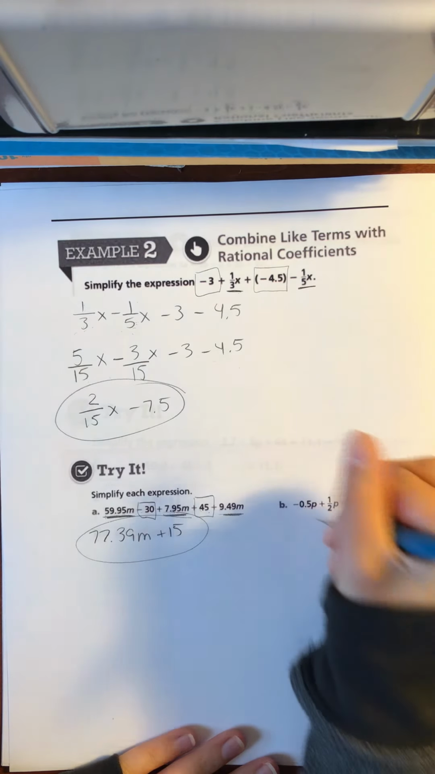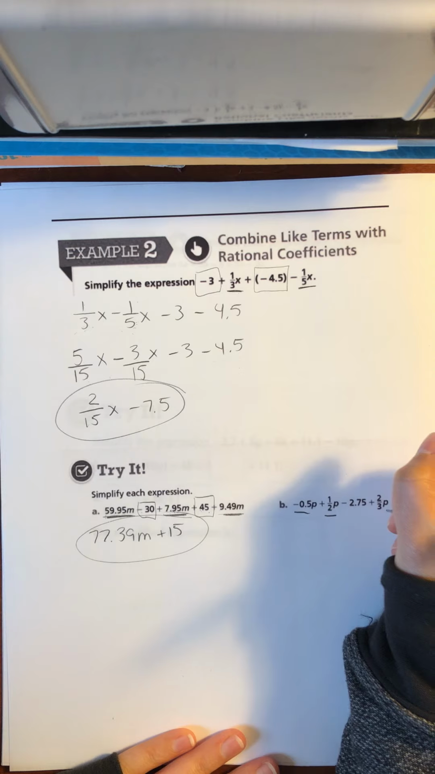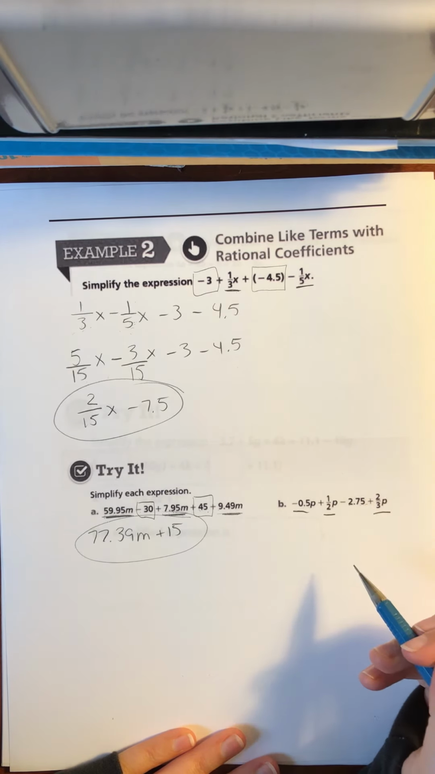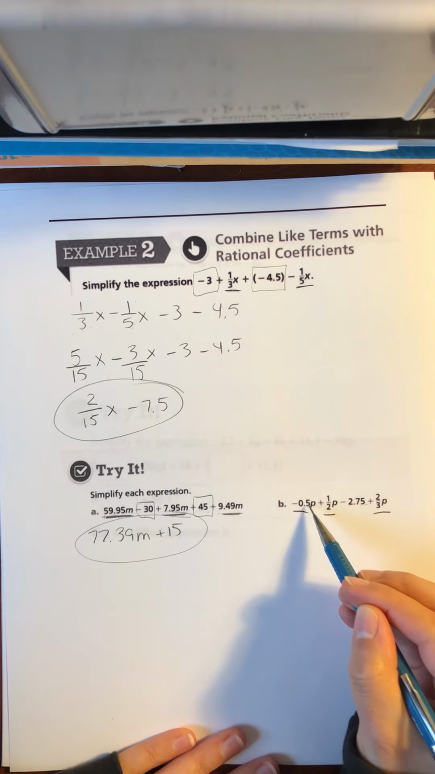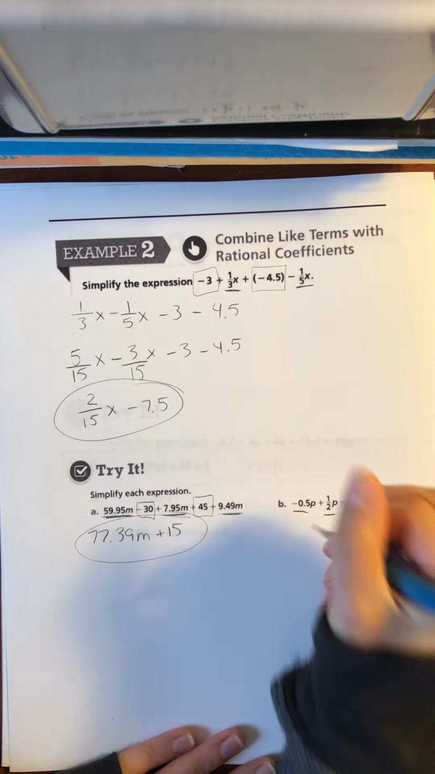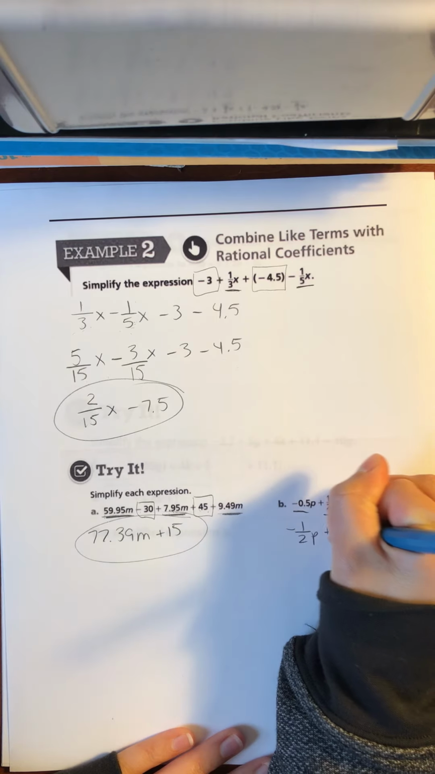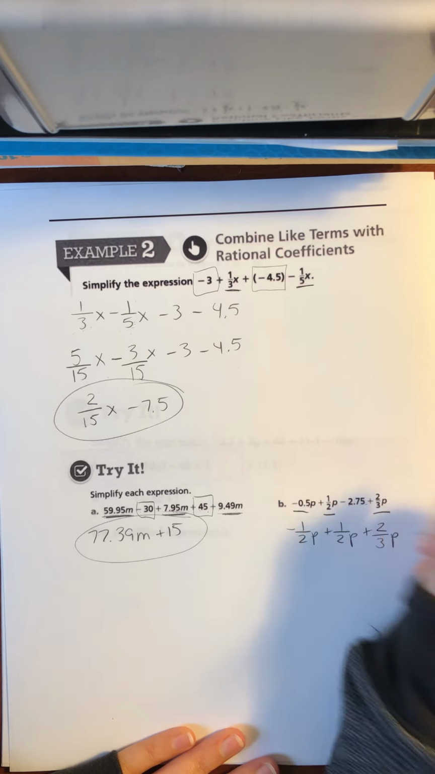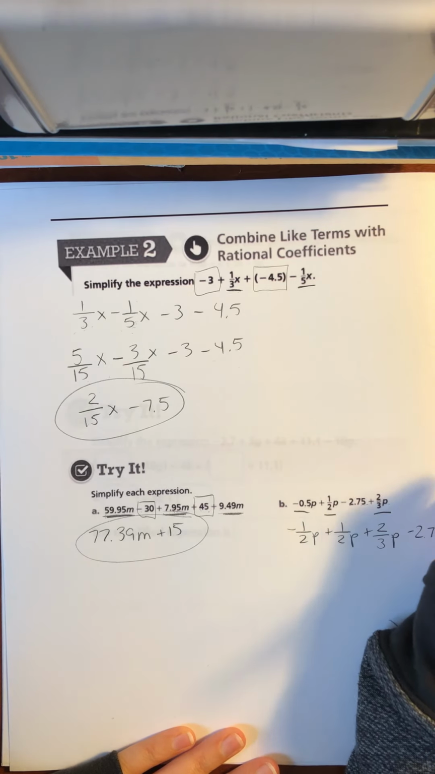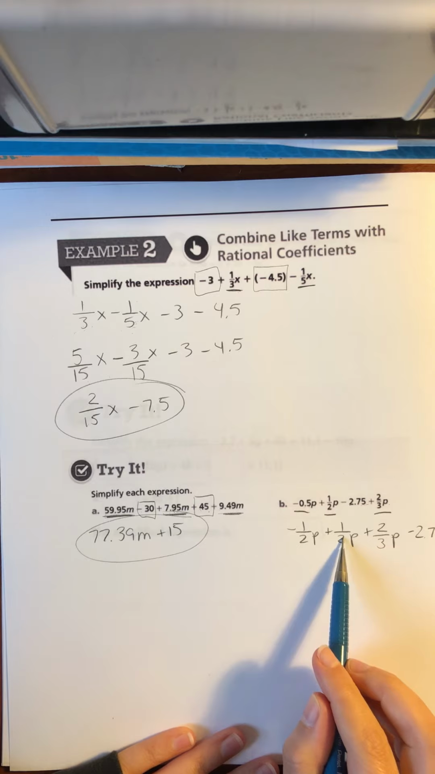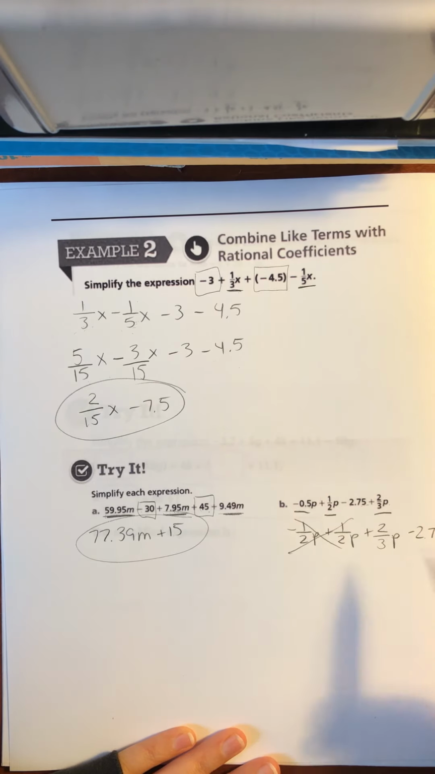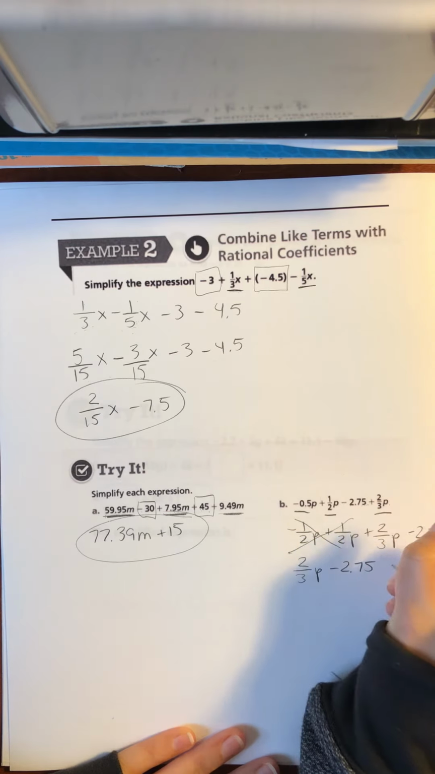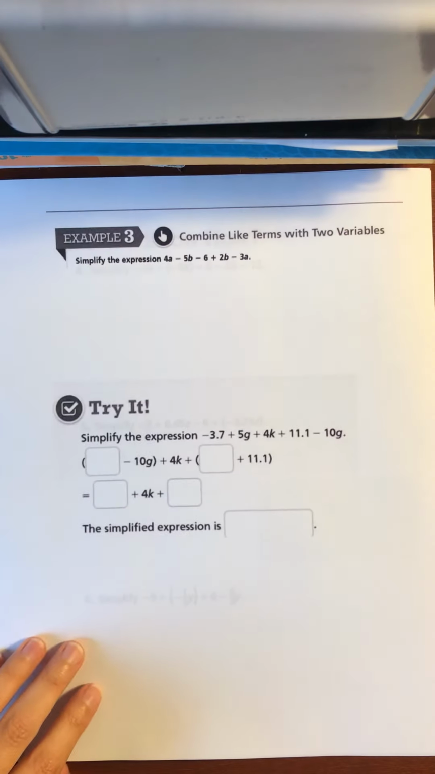negative 0.5p, 1/2 p, and 2/3 p, and then we have the negative 2.75, which is on its own. So what I'm going to do, I have this decimal here, but this I can easily convert to a fraction. So negative 0.5 is negative 1/2 p plus 1/2 p, and then plus 2/3 p minus 2.75. So negative 1/2 plus 1/2, that's 0. And then 2/3 p minus 2.75.